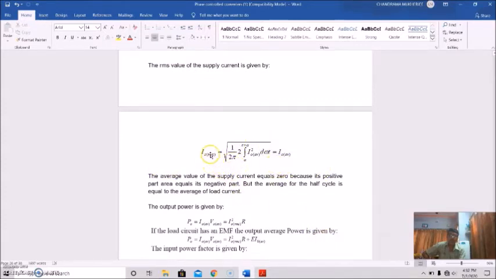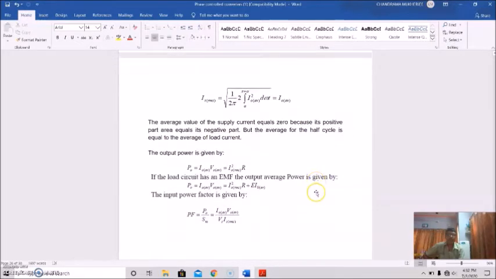The RMS value of the supply current will be given from this equation. It will be equal to the average value of the output current. The average value of the supply current is 0 because the positive part area equals the negative area, but the average for the half cycle is equal to the average of the load current. So that is given here.